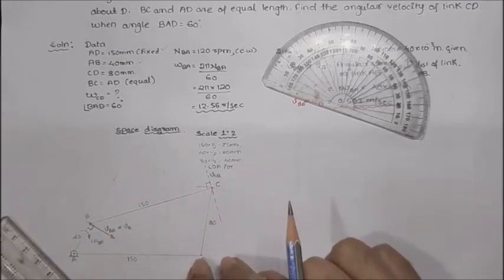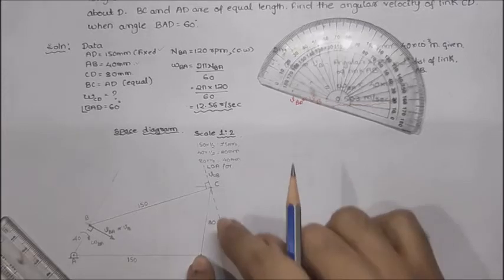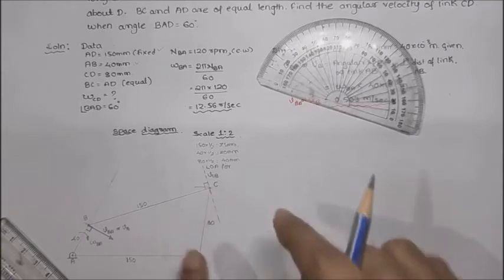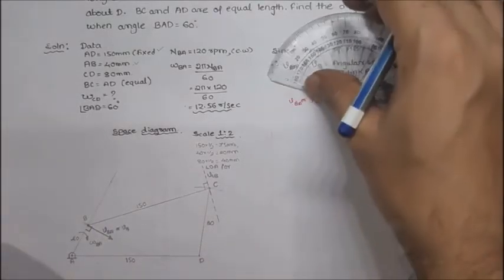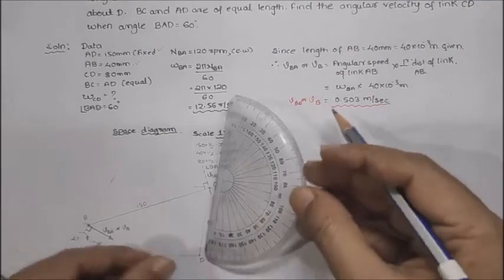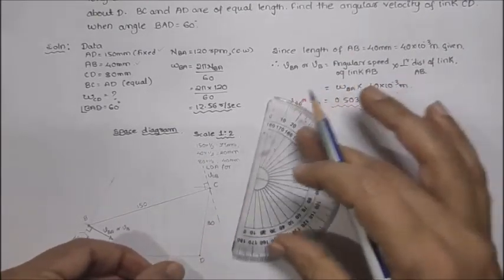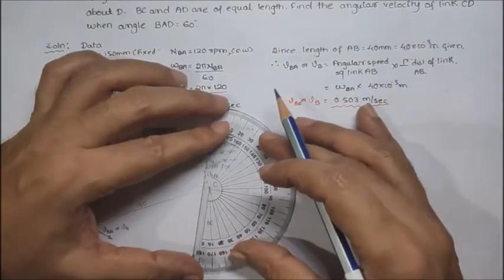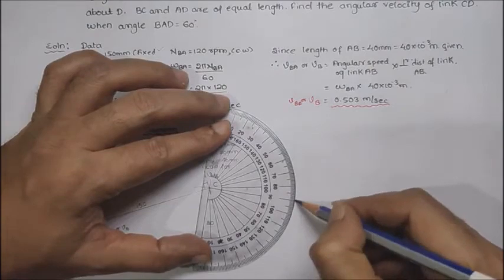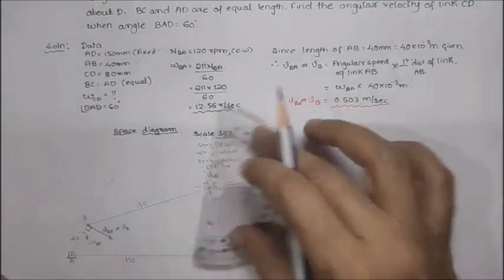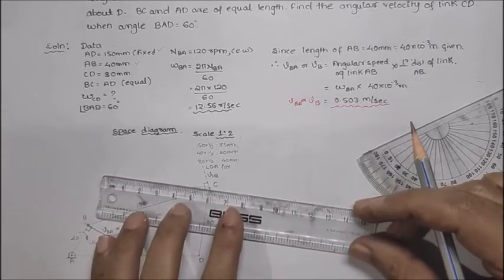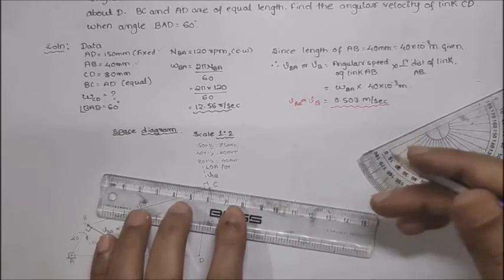Next, another fixed point we have is D here. With respect to D, what is the velocity of point C? This has to be found out. For that, again we take the base of this line that is coinciding with CD. We'll keep it here and measure 90 degrees. Then we are going to get the line.